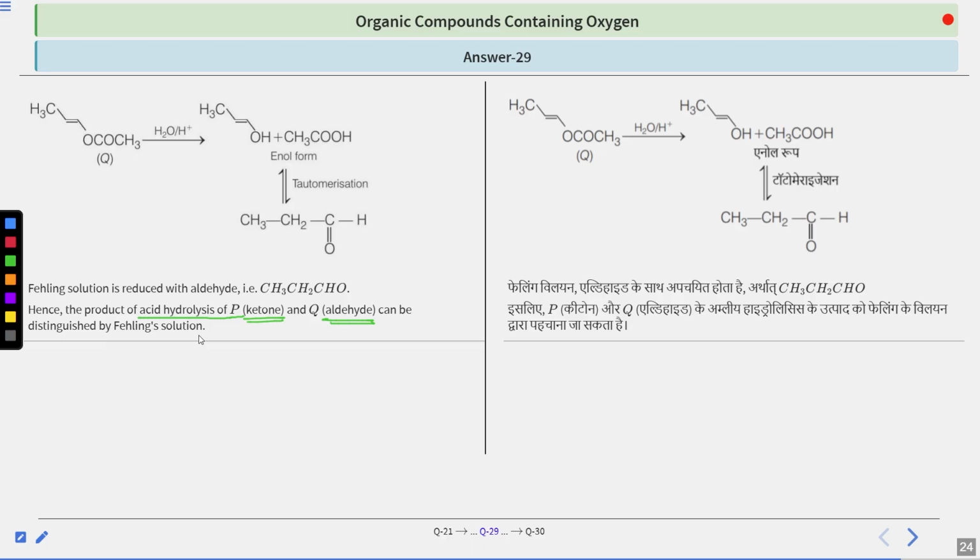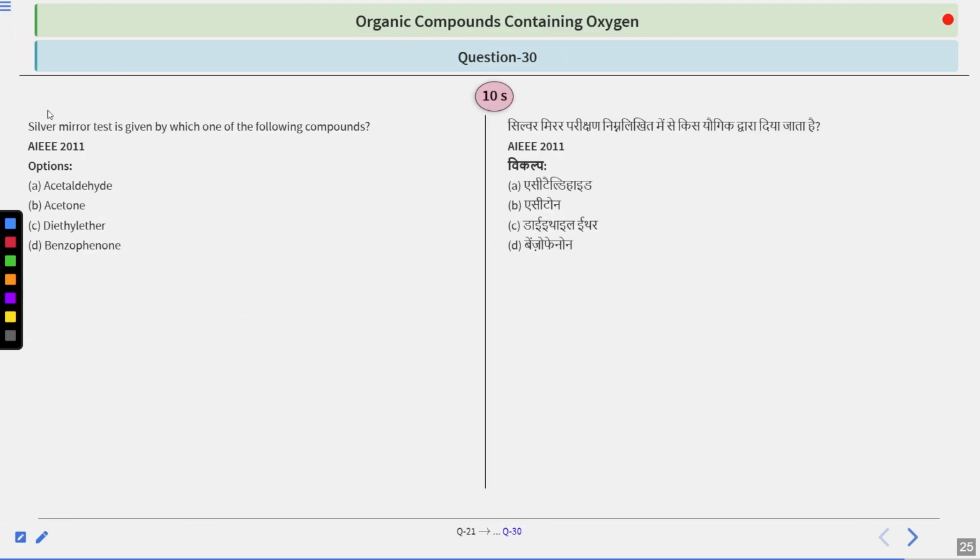Let's move on to our next question. Silver mirror test is given by which one of the following compounds? This question has been in AIEEE 2011. Options are acetaldehyde, acetone, diethyl ether, or benzophenone. You have some time to think about this question. After that, we will see the answer.